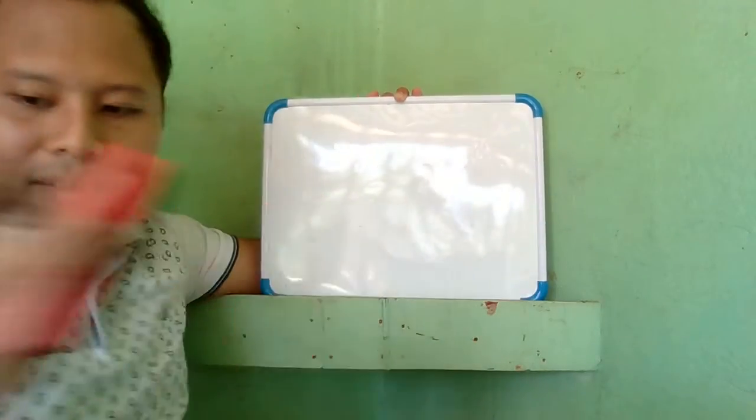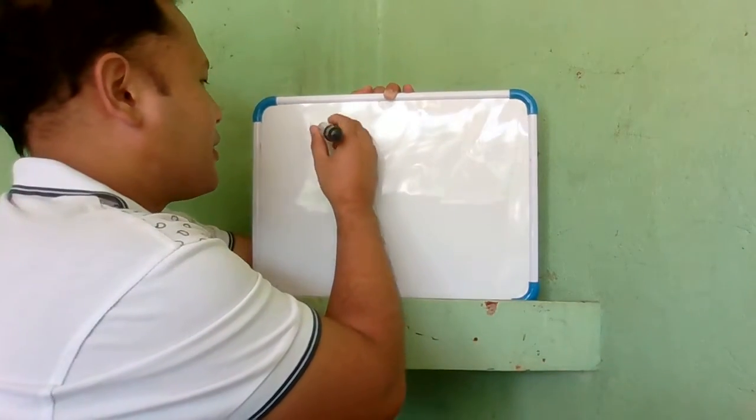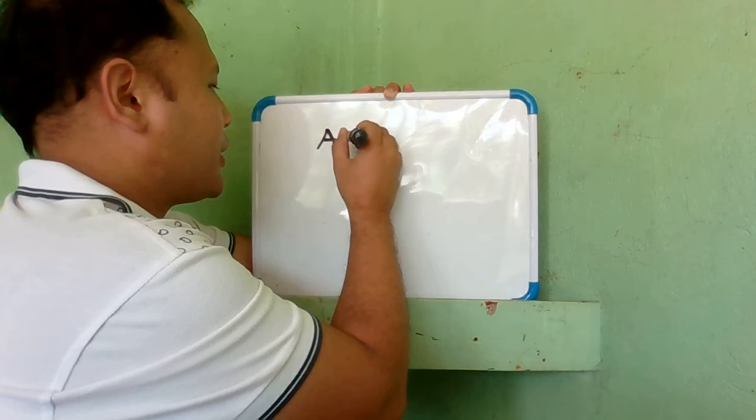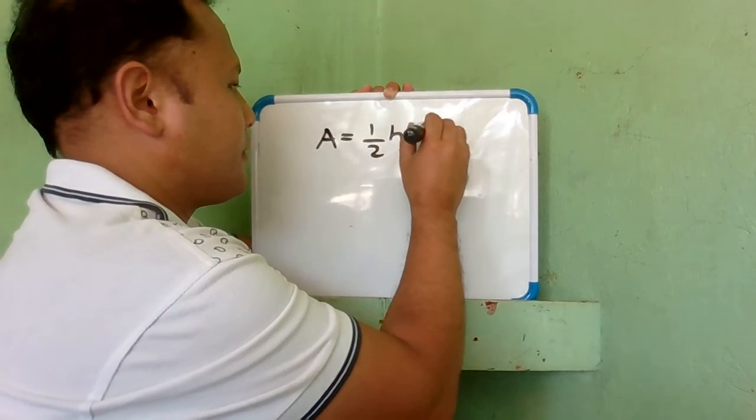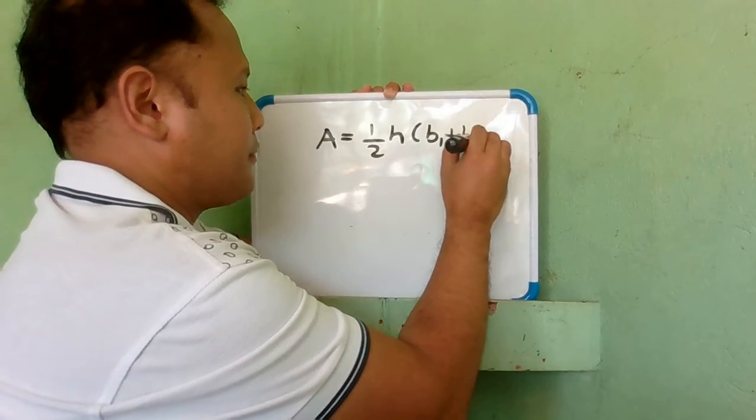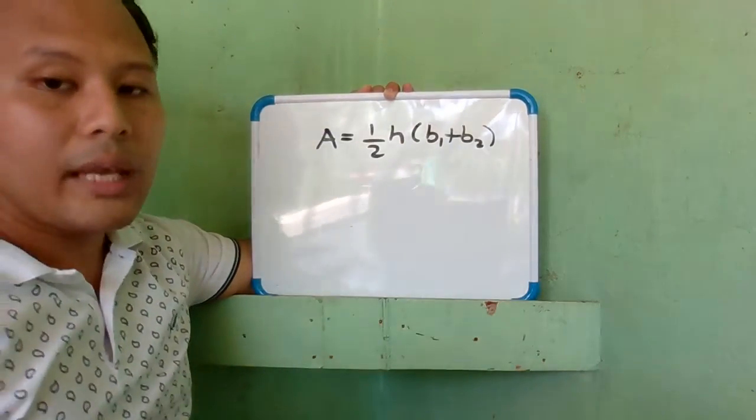I think this is enough. So, this is our formula in computing the area of the trapezoid: h times base 1 plus base 2. Suppose that we have known the area.